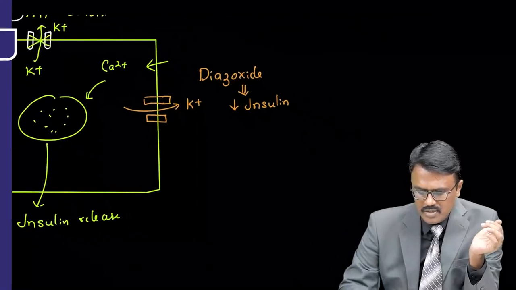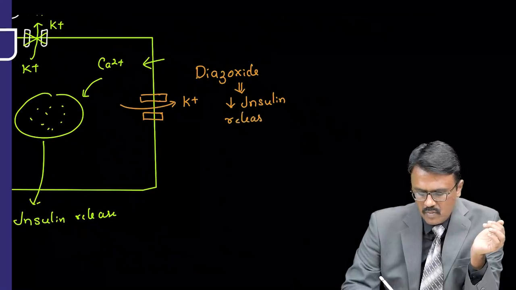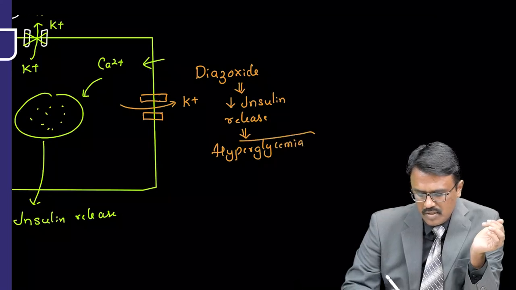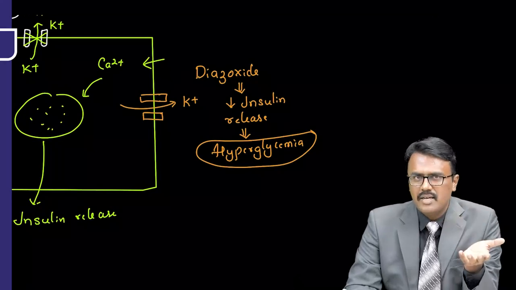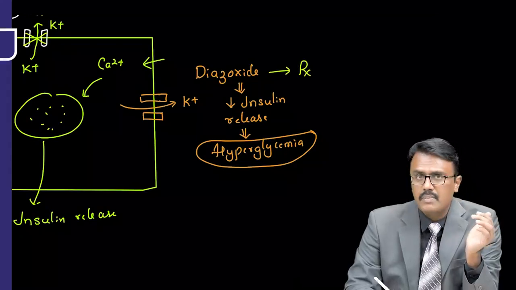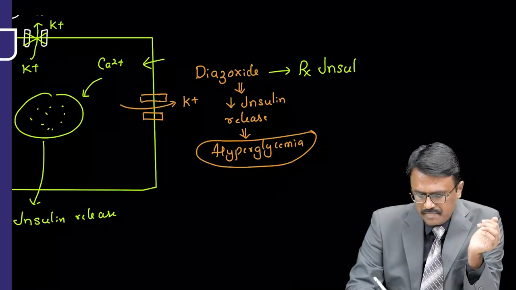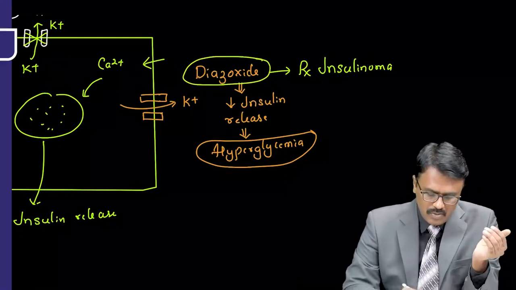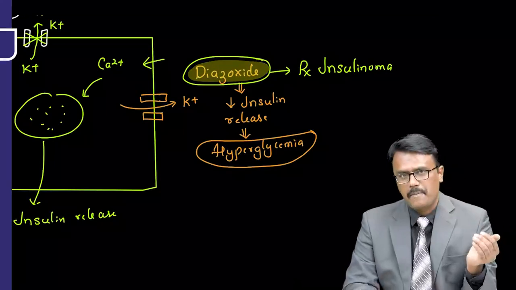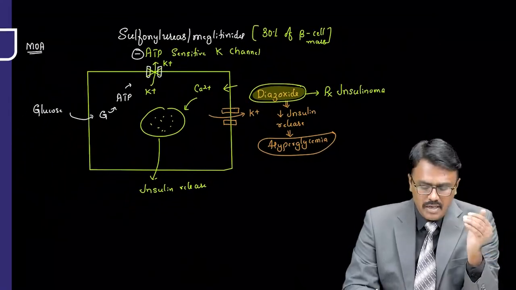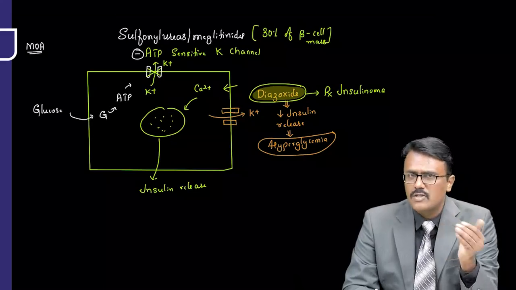What happens if you decrease insulin release? The patient will have hyperglycemia. So the adverse effect of diazoxide is hyperglycemia and decreased insulin. We took advantage of this and started treating patients with insulinoma with it. The name is diazoxide, which we discussed in hypertension. I am correlating here so that you will understand in a better manner. So that is the mechanism of action of sulfonylureas. They inhibit the ATP sensitive potassium channel and release insulin.